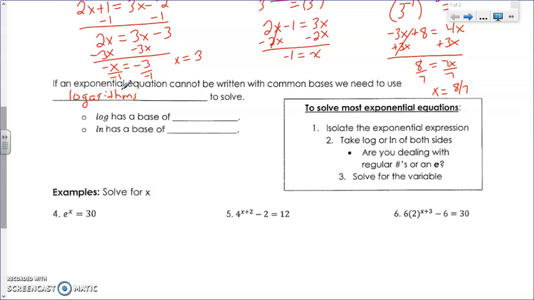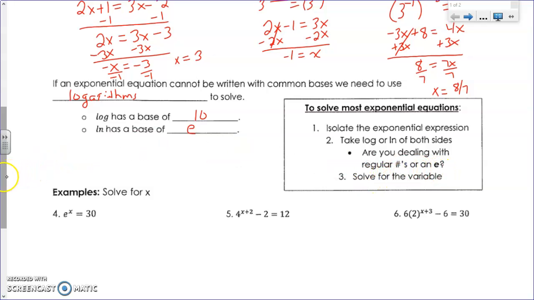Okay? So if you just have the log, and there's no base here, it has a base of 10. And remember we talked ln has a base of e. Okay, and if you did your Delta Math, you should know that also when we were condensing and expanding logarithms. To solve most exponential equations, you're going to isolate the exponential expression, take the log or ln of both sides. So how do you know which one? Are you dealing with regular numbers or e? And then solve for the variable.